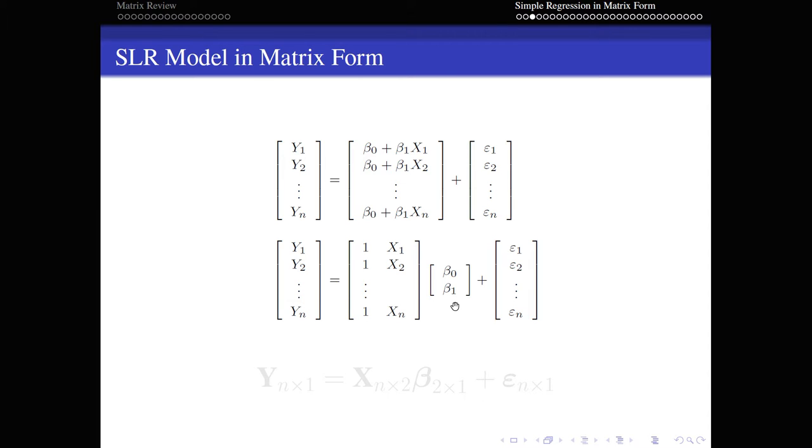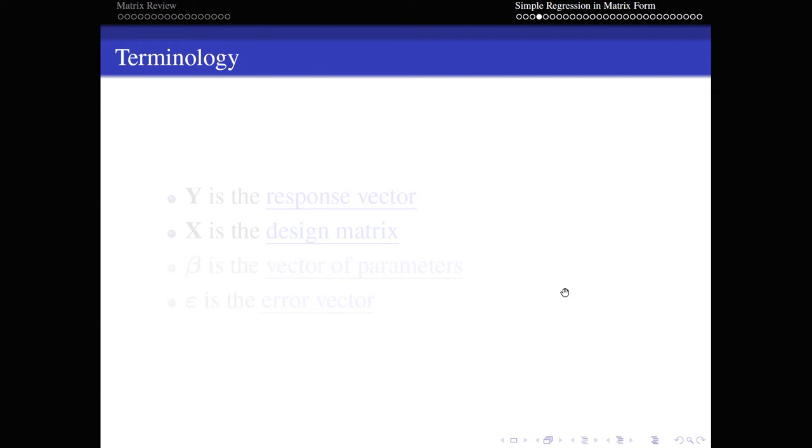Now, in looking at what this is represented by, we have our y vector, bold y, equals the matrix of x's, something we'll call the design matrix, times the vector of betas plus the vector of epsilons. And this is our initial matrix form.